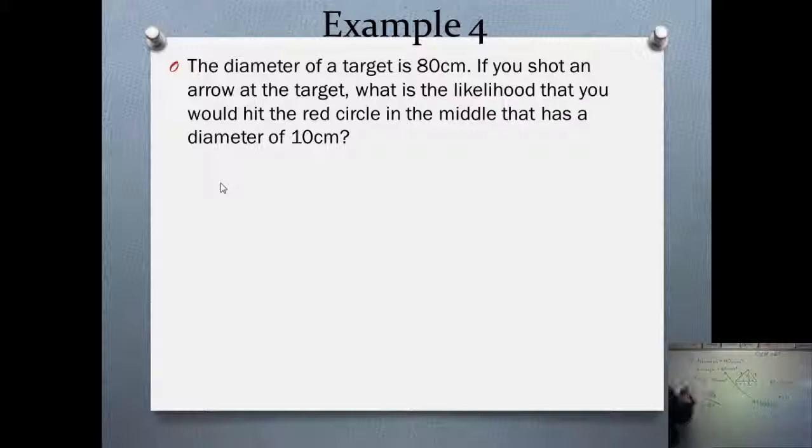And that's this case. What if I had a target? And I wanted to know the probability that if I was just throwing randomly, I didn't have any skill whatsoever, except that I could always hit the target itself. What's the likelihood that I'll hit the bullseye? So the diameter of a target is 80 centimeters. So we're going to assume that this target is circular, so I'm going to draw a picture. Its diameter, 80 centimeters.